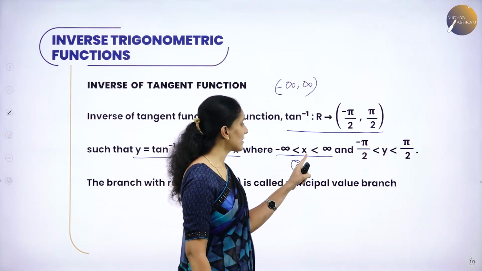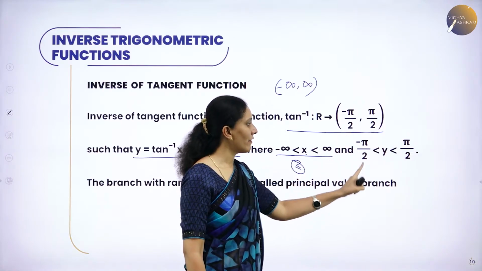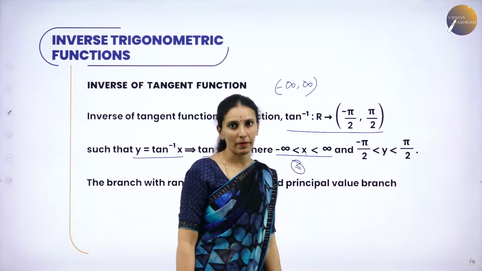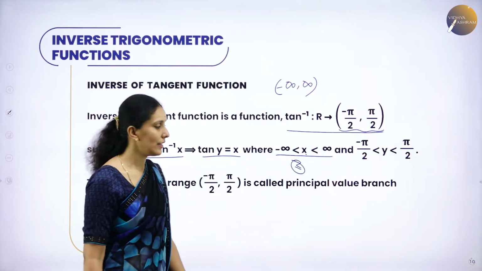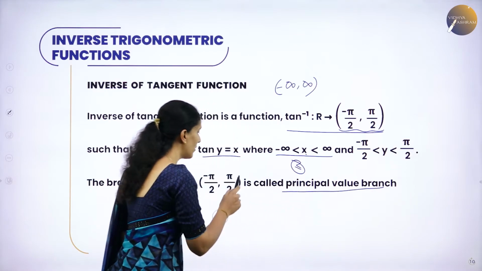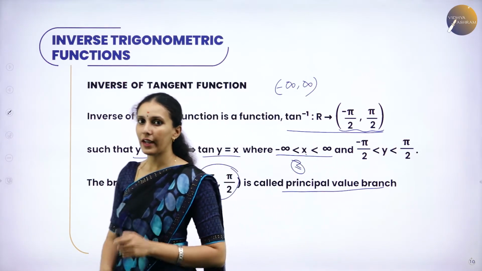So x takes the values from minus infinity to plus infinity, thus y takes the values from minus pi by 2 to plus pi by 2. And this one is again called the principal value branch of the tan function here. This is how we define the inverse of a tan function.